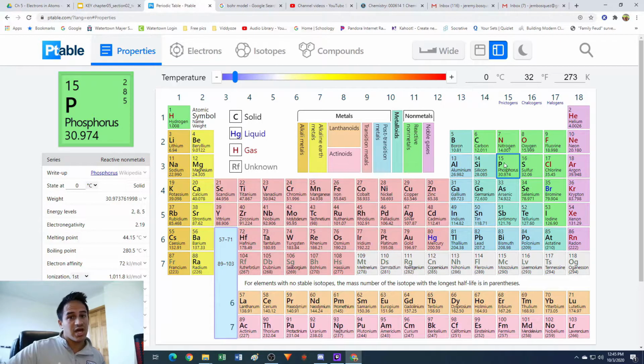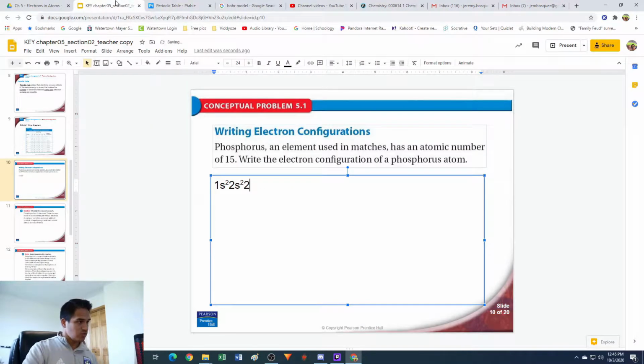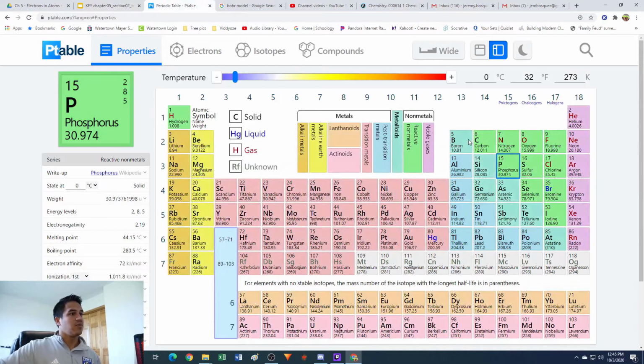Now this is the P block. So now we're in row 2, P block. That's 2p, so we're going to write 2p. Boron is 2p1, the first element in the P block. So 2p1. Carbon is 2p2. Nitrogen is 2p3. Oxygen is 2p4. Fluorine is 2p5. And neon is 2p6.